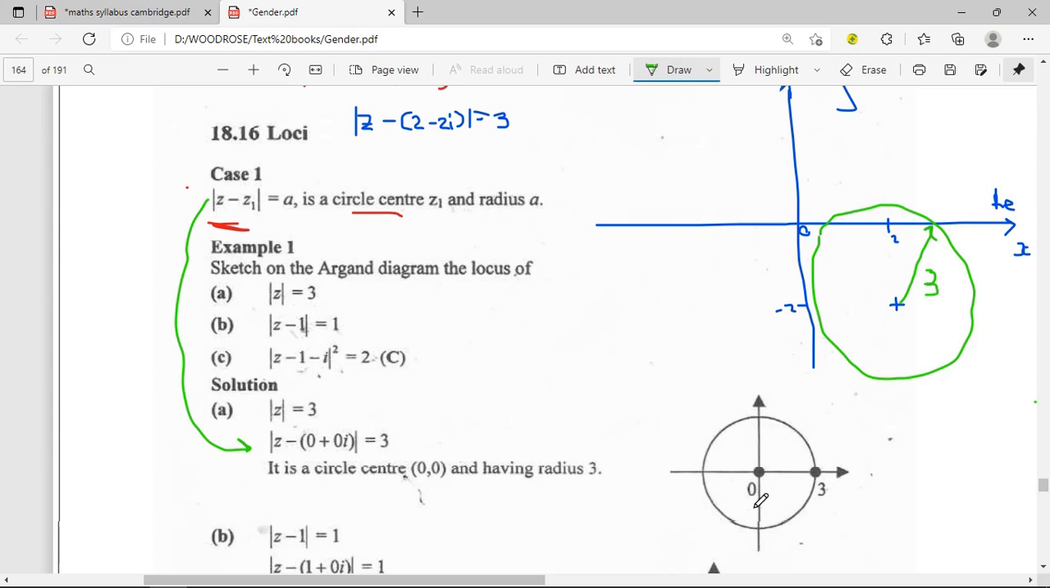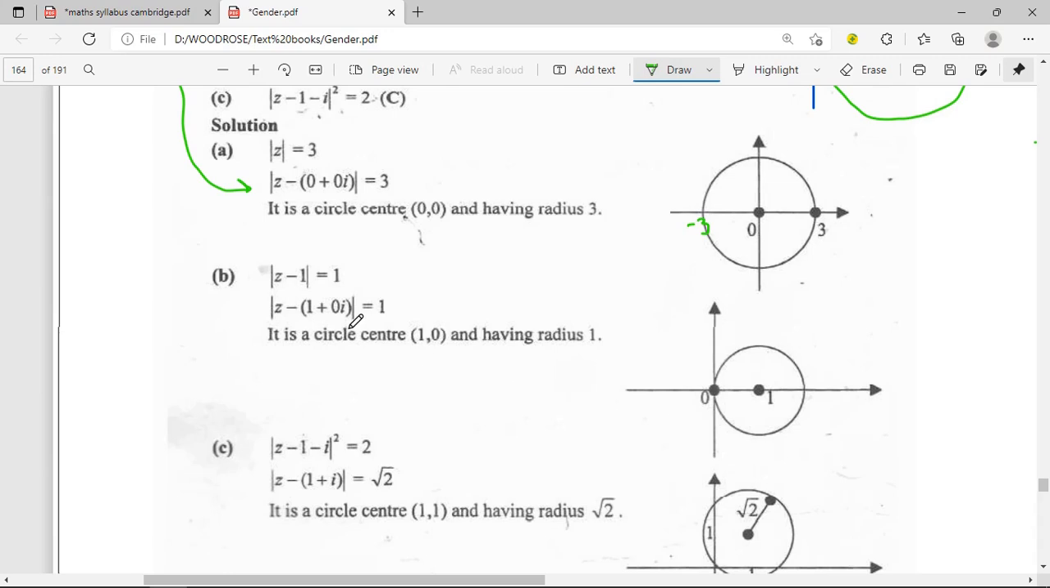As you can see here, it's obvious from here to here it's 3, and here we will have minus 3. So the intercepts are very obvious. You can read them, but in this case, don't worry about the intercepts. Then for this one now, you can write it as modulus of z minus 1 equals 1. You can write it as z minus open bracket 1 plus 0i is equal to 1. So this is your center, 1 and 0, and your radius is 1. So center 1 and 0 is this one, and radius is 1.